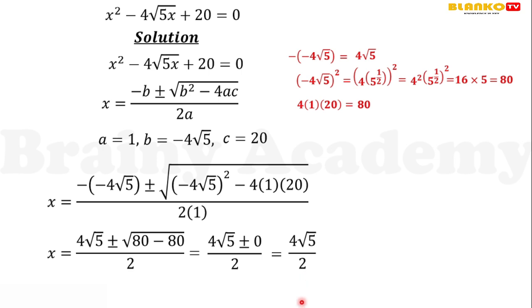I hope you understand. So the 2 cancels out. Our final answer for x is going to be 2 multiplying the square root of 5. x is equal to 2 multiplying the square root of 5.